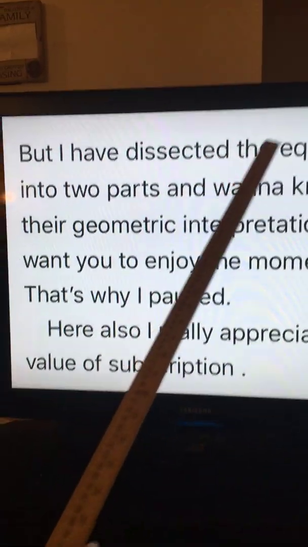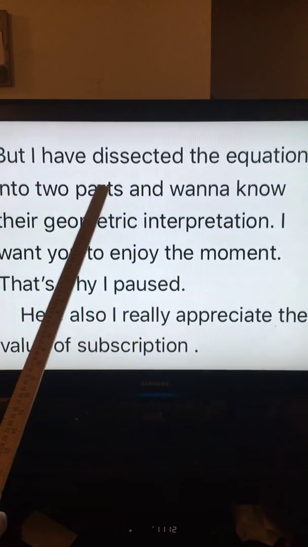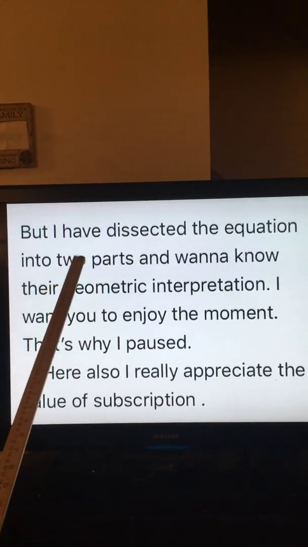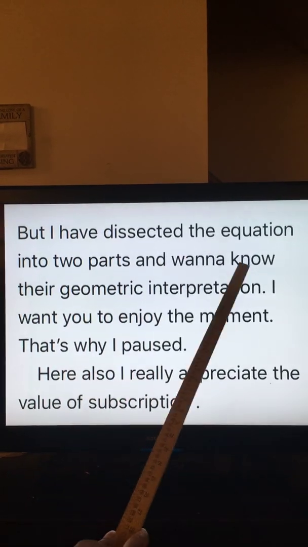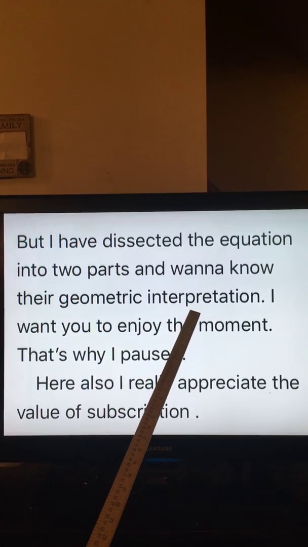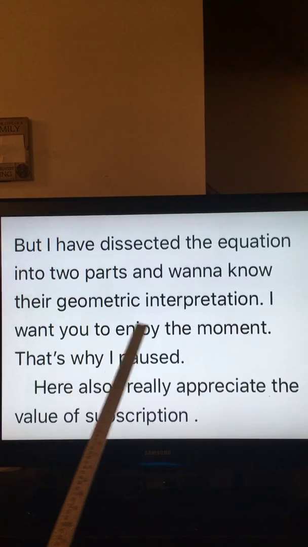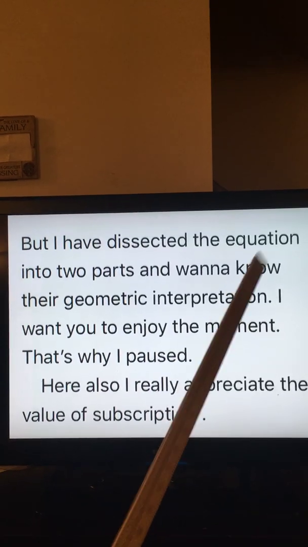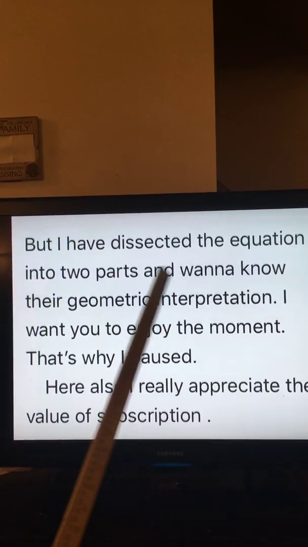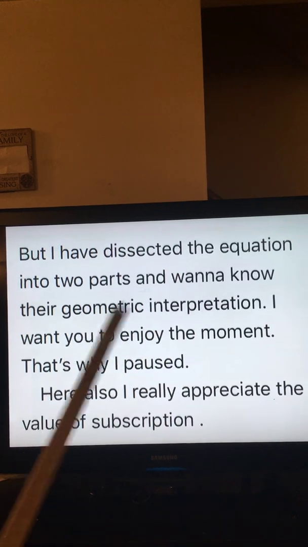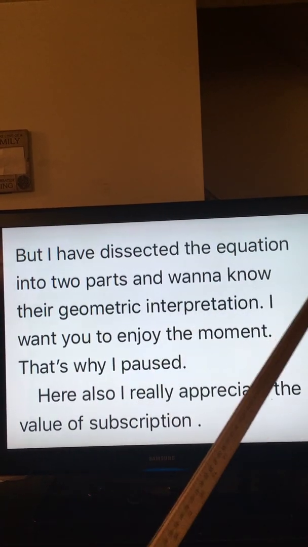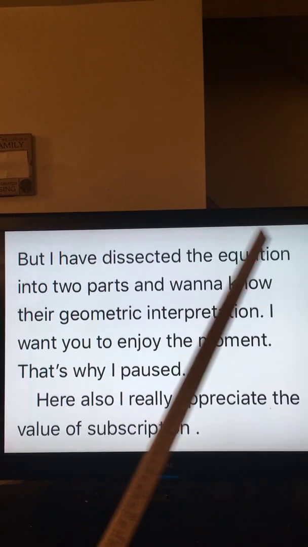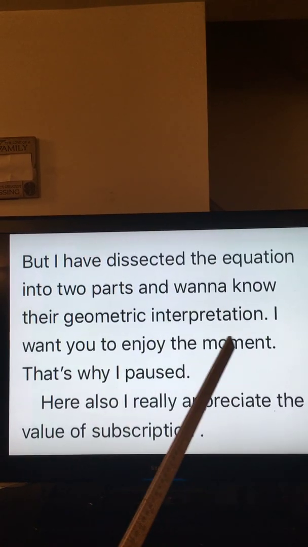But I have dissected the equation into 2 parts. I just want to know the real geometric significance of each part and their geometric interpretation. I want you to enjoy the moment by thinking about it, and then we will discuss whether your thoughts coincide with my thoughts. That's why I named this one a new mathematics, because it's a different way of thinking.